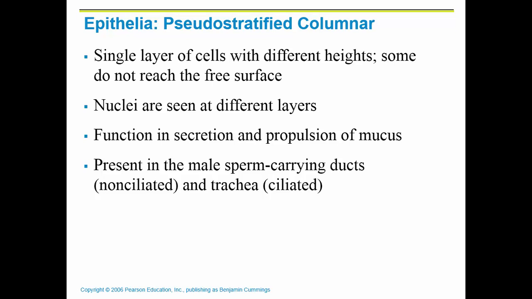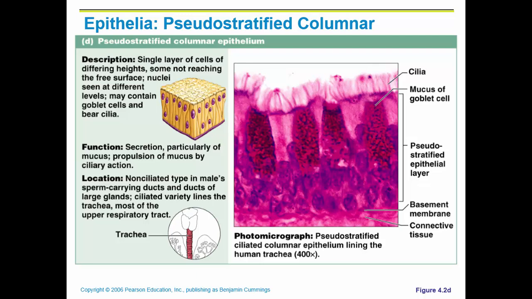And this is mainly ciliated, which means that it has cilia, so it's going to propel mucus, and it can also propel other things. It says they're present in male sperm-carrying ducts, where it's non-ciliated, and so that's where the sperm are going to be going down so that they can swim. And this is what it looks like.